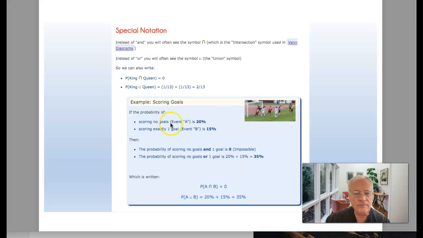Scoring goals. If the probability of scoring no goals is 20%, and scoring exactly 1 goal is 15%. That happens in soccer, a lot of times it's very low scoring. The probability of scoring no goals and 1 goal is 0. It's one or the other. But the probability of scoring no goals or 1 goal is 35%. Again, it's written like this. The intersection of those two is 0, but the union of those two is 35%.